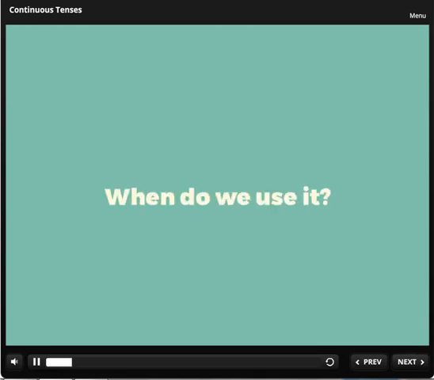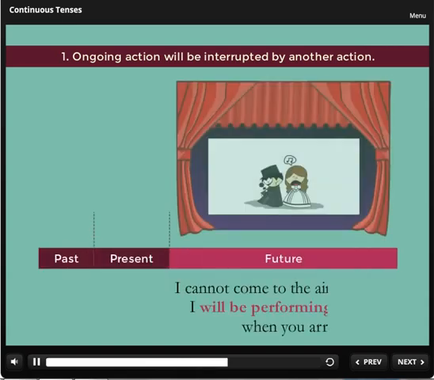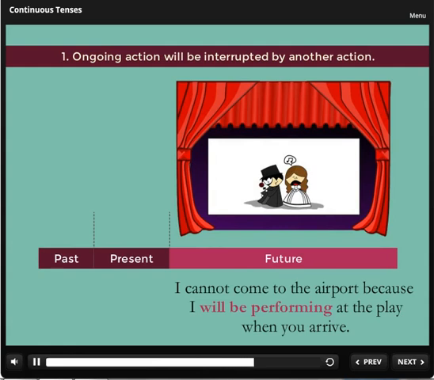We use future continuous for three main reasons. First, if an ongoing action will be interrupted by another action. As in the past continuous tense, we usually use the word when to signal the interruption.